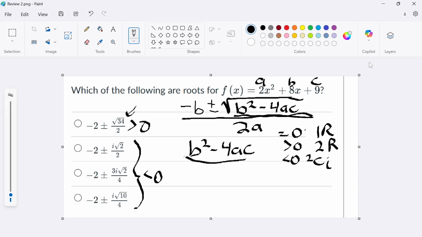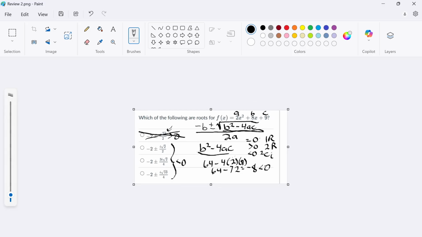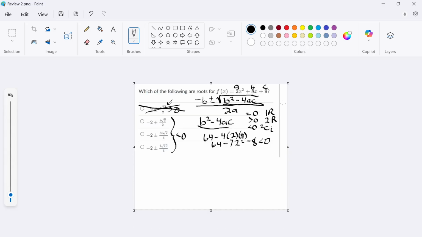B squared is 8 squared is 64 minus 4 times a, which is 2, times c, which is 9. This is 64 minus 9 times 2 is 18, 72, which is equal to negative 8, which is less than 0. So this answer choice is out. I can guess now, and I have a 33% chance of getting it right. But let me get the actual number.